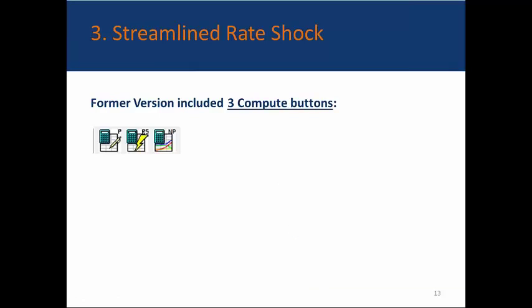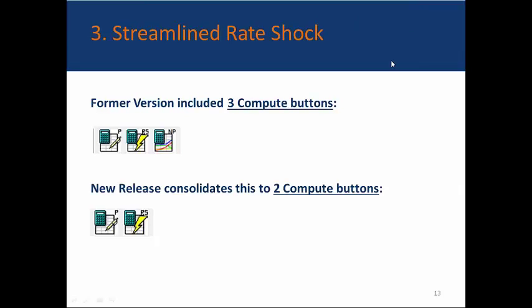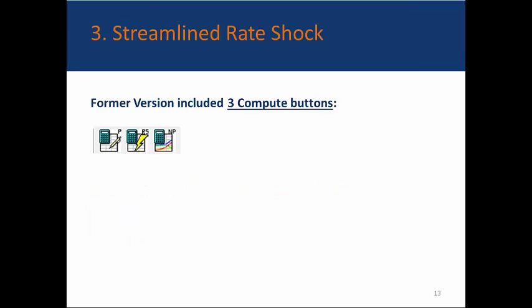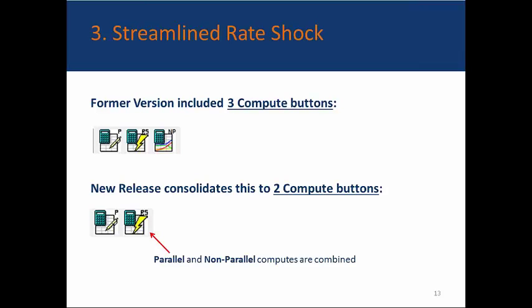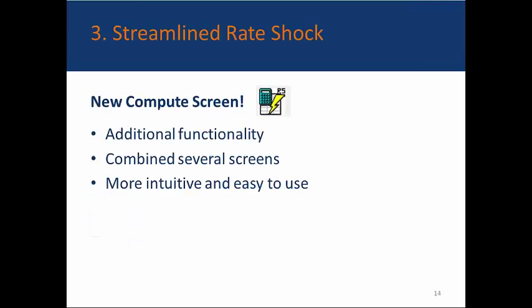Right, so like Jenny mentioned, the next bullet point that we're going to talk about is rate shock related. So we have got some great new features within the rate shock section here, and I'm going to talk through those two features. So in the former version, the current version that you have, you will note that you have the three compute buttons: the regular compute, rate shock, non-parallel. The new release consolidates this to two compute buttons. Whoops, sorry there. Parallel and non-parallel have been combined into one button.